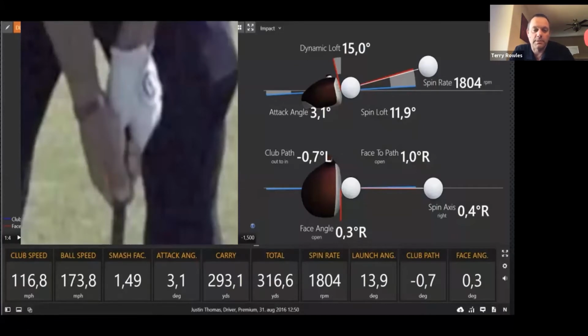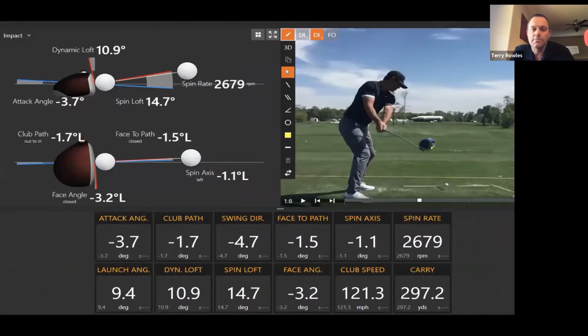He hits up on it 3 degrees, has a very low spin rate because he hits it high on the face. And you can see he's got a stronger grip. This is Brooks Koepka, who has a weaker grip. This is when Brooks swings well, in my opinion, when he looks more like this. So his club face is more closed, right hand's more on top of the shaft. I think that's what he worked on when he went to Butch recently.